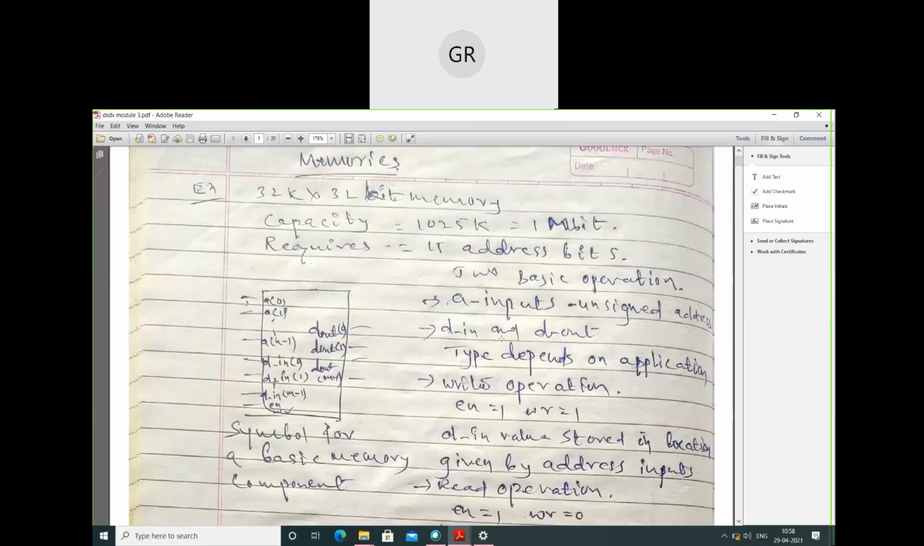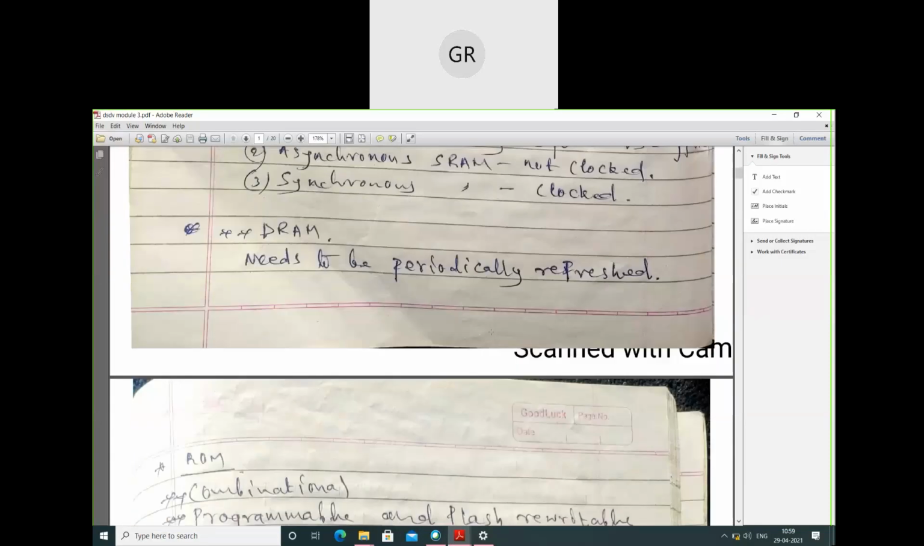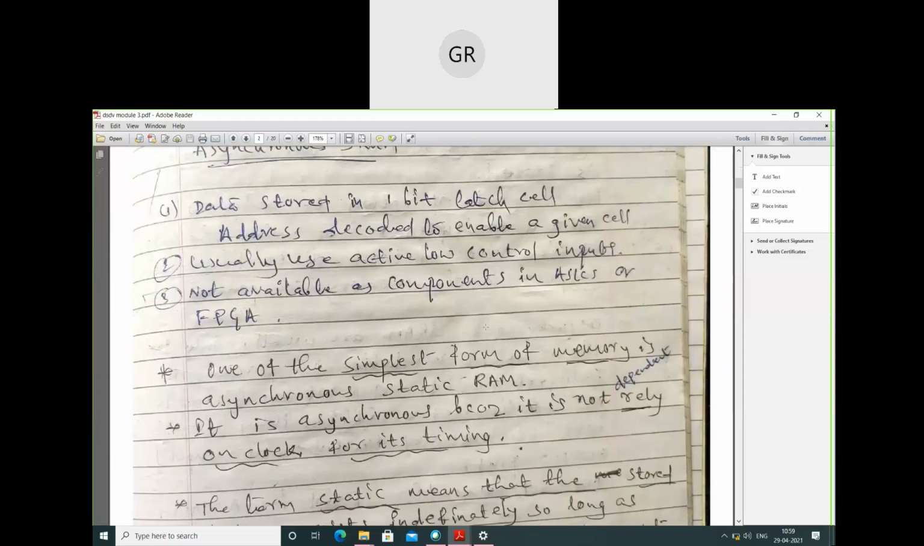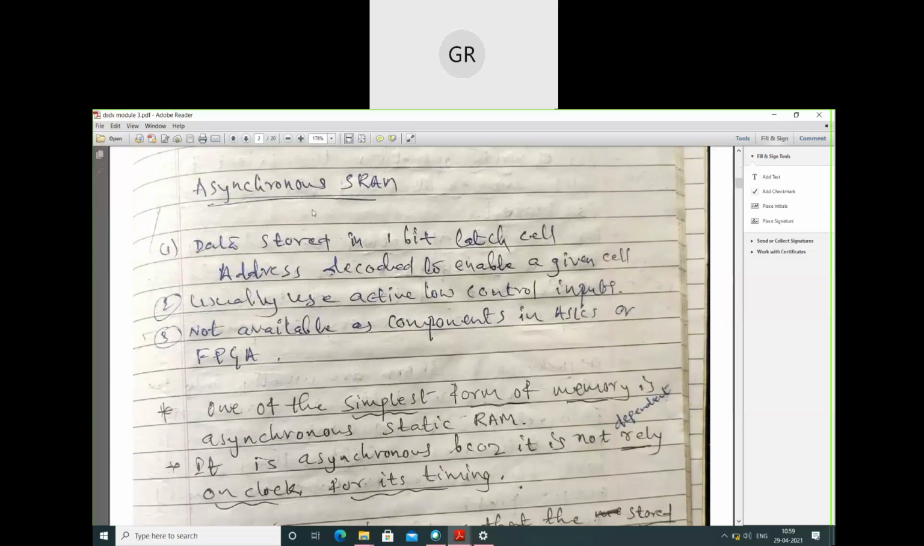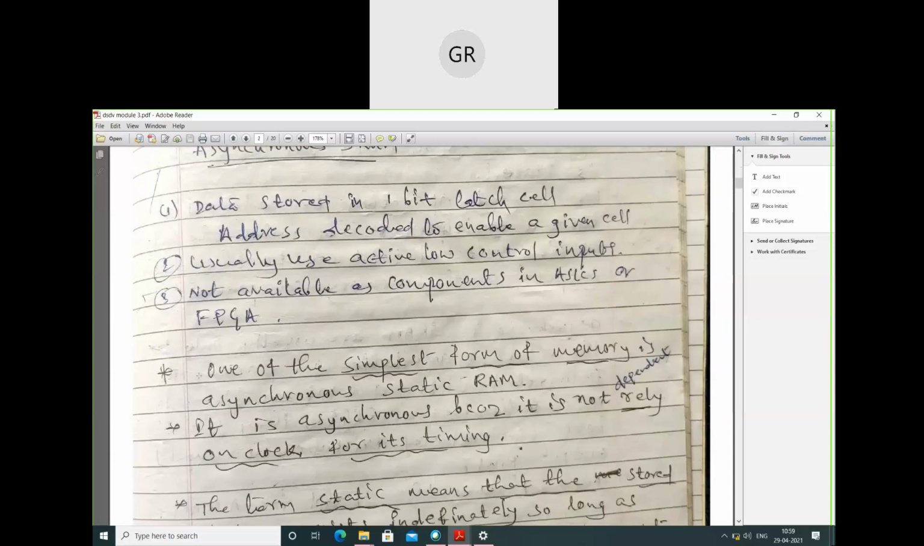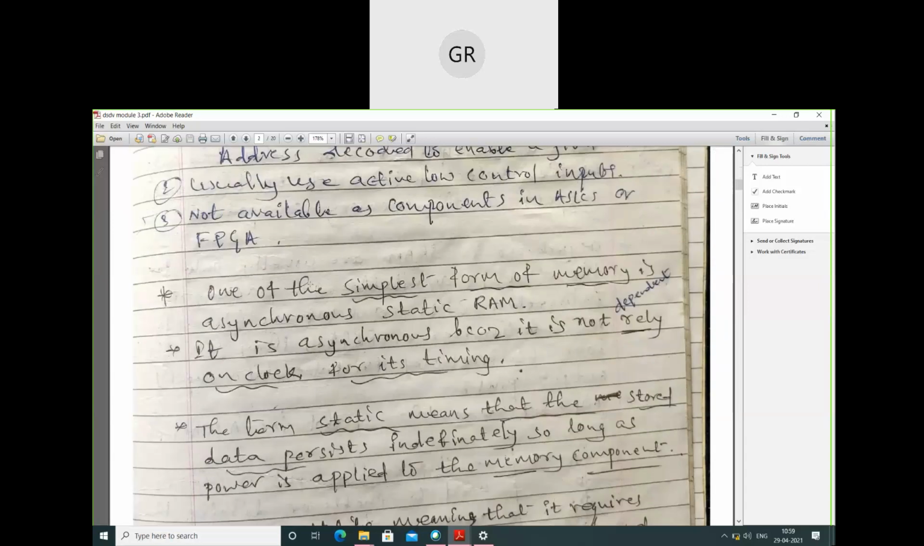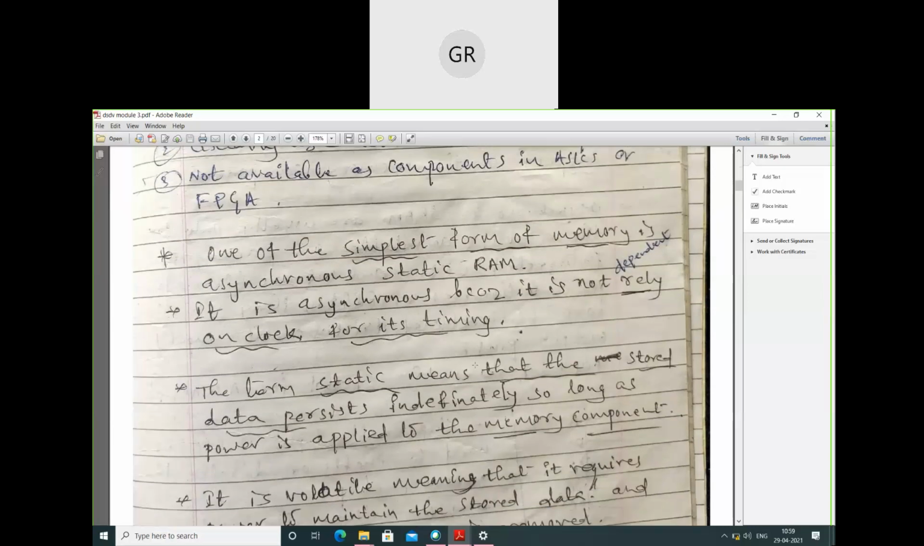Next, we will discuss asynchronous random access memory. Yes, we call it SRAM. Here, asynchronous SRAM. One of the simplest forms of memory is asynchronous static RAM. It is asynchronous because it is not dependent on a clock for its timing. It is not dependent on the clock. That's why we call it asynchronous.